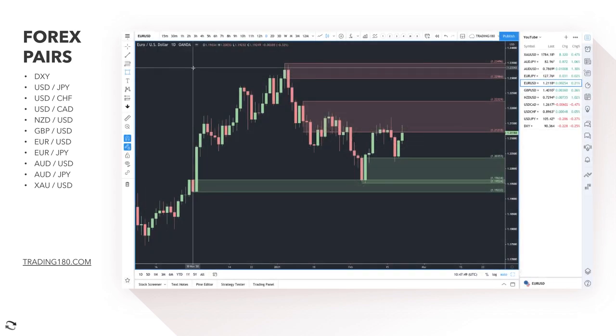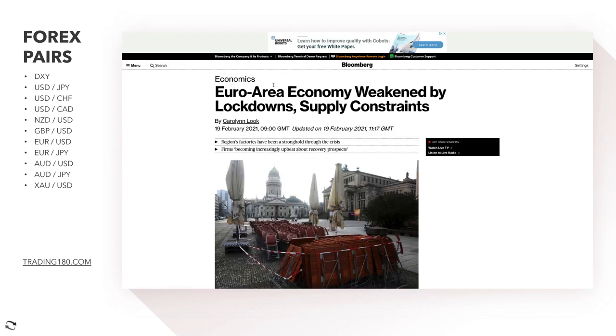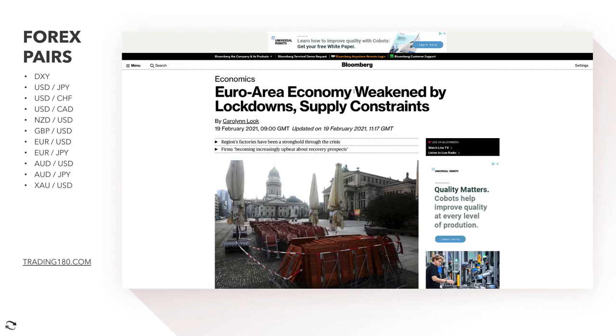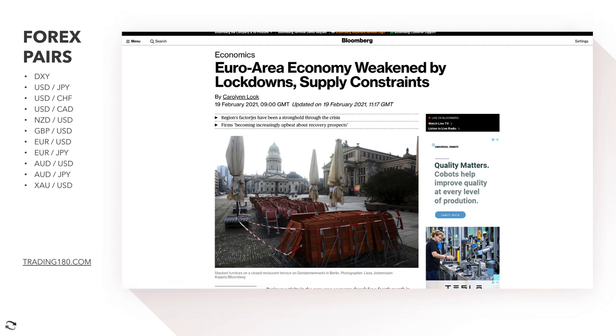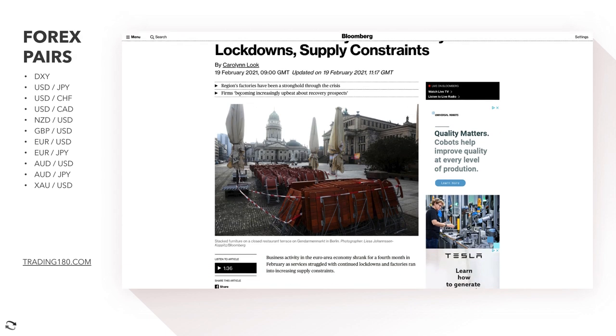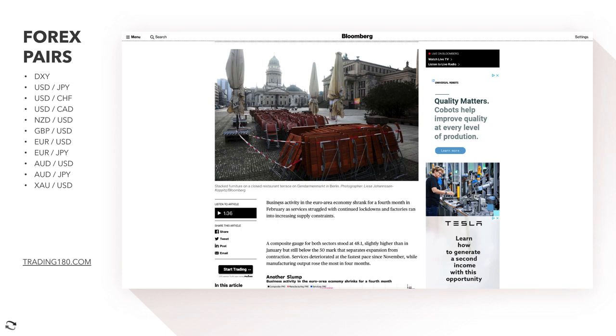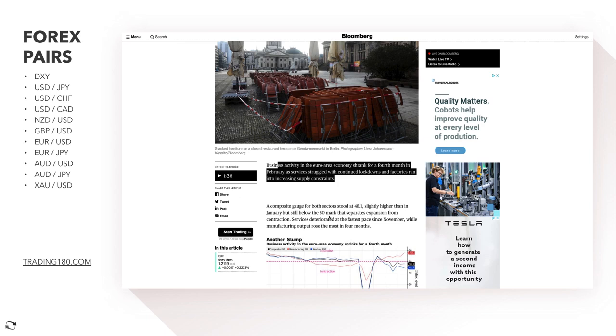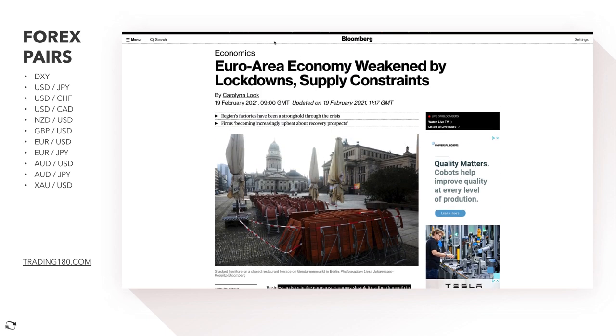Moving on to the euro dollar. So again, a bit of a tough one. Not the clearest of divergences, but there is, in my opinion, a divergence there between Europe and the US. And as we've already gone through, the US is actually doing decent, yet the euro area is weakening or weakened by lockdowns, supply constraints. So regions, factories have been a stronghold through the crisis. Firms becoming increasingly upbeat about recovery projects, but business activity in the euro area economy shrank for a fourth month in February as services struggled with continued lockdowns and factories ran into increasing supply constraints.